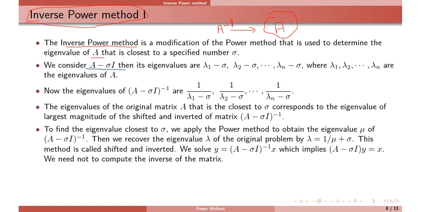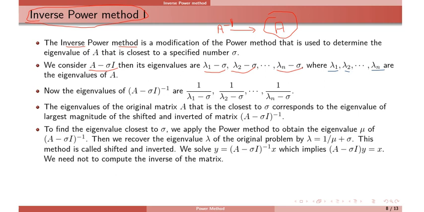So sigma is a number, say 1, 2, 3, 5, 5 by 3, any number. So we can compute an eigenvalue near a number sigma. And what is the property? Let the eigenvalues of A be lambda 1, lambda 2, up to lambda n. Then what are the eigenvalues of A minus sigma I? These are lambda 1 minus sigma, lambda 2 minus sigma, up to lambda n minus sigma. So subtract that number from each eigenvalue. This is the property of eigenvalues.